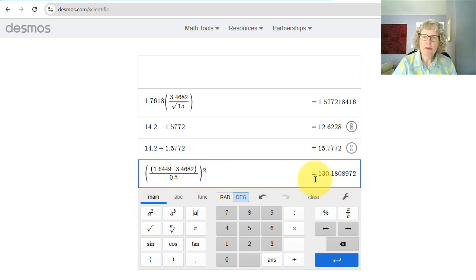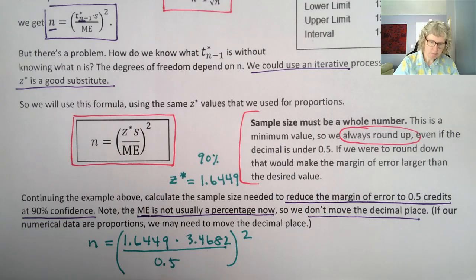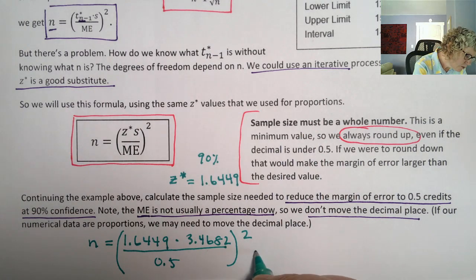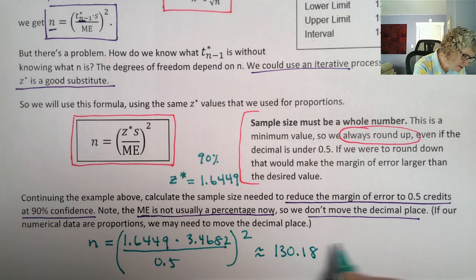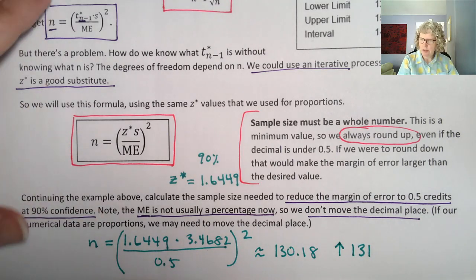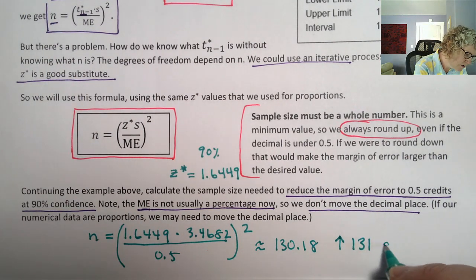I'm getting 130 people, 131 people, because it's 130.18. We're going to round up. So let me write that down. I'll write the original number first, 130.18. Then we round that up to 131 students.